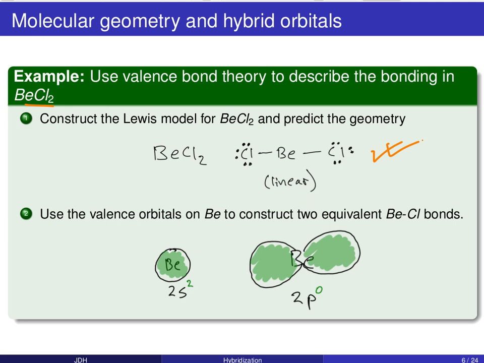Now, if we are going to try and construct a bonding model for beryllium chloride, what we're dealing with here is a second row element. So the valence orbitals associated with this second row element are of course the 2s and the 2p orbitals. In the case of beryllium, what we're going to see is actually 2 electrons in an s orbital and 0 electrons in a p orbital.